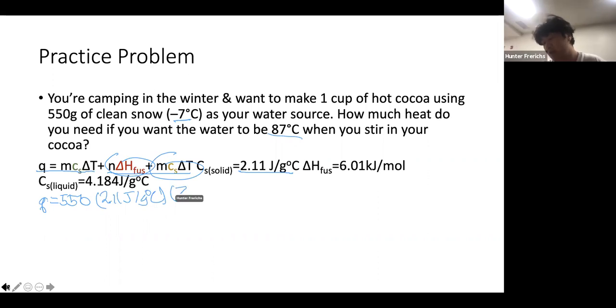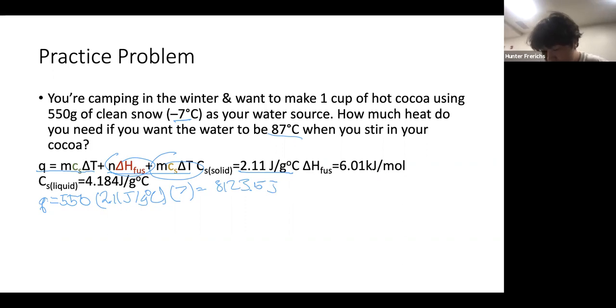So it'd be a change in temperature of 7 degrees. We're going to do that real quick: 2.11 times 550 times 7. And that gives you 8,123.5 joules.